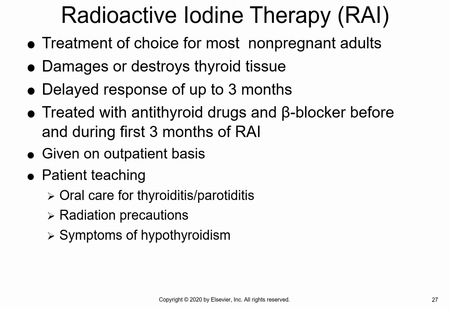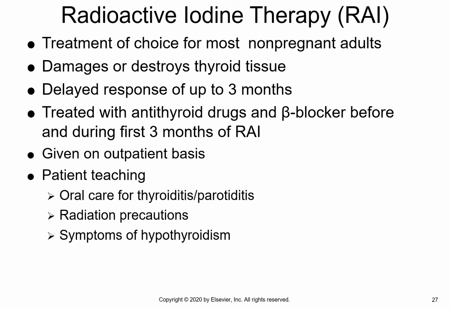Although RAI is usually effective, 80% of patients have post-treatment hypothyroidism, resulting in the need for lifelong thyroid hormone therapy. Teach the patient the symptoms of hypothyroidism and to seek medical help if these symptoms occur. RAI therapy is usually given on an outpatient basis. A pregnancy test is done before starting therapy for all women who have menstrual cycles.